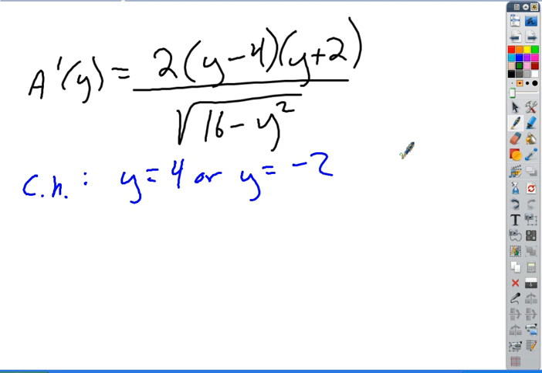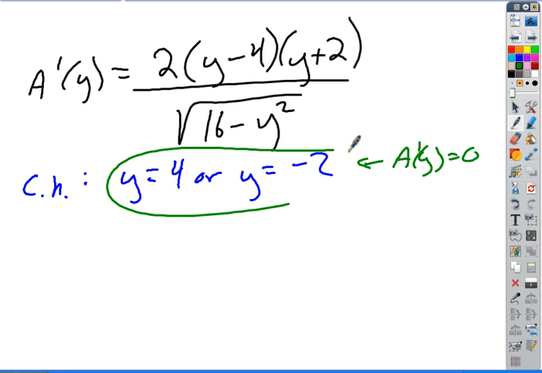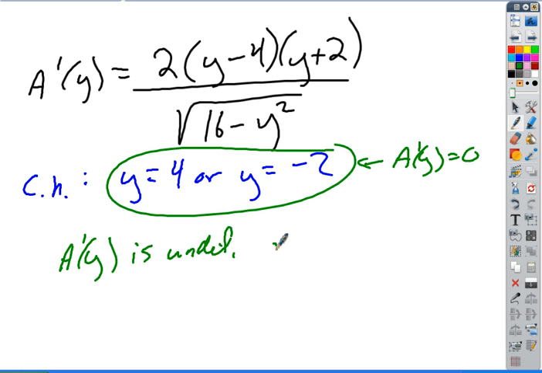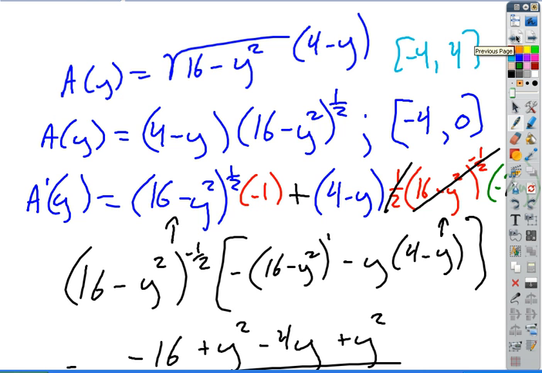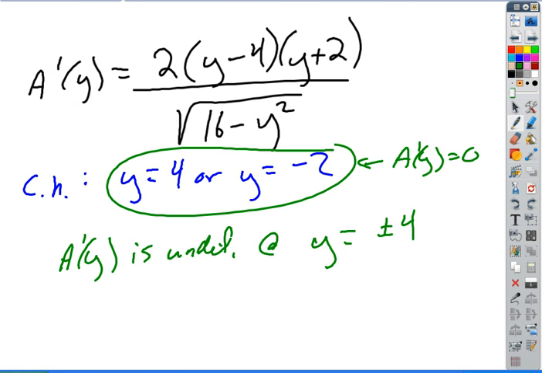And then a prime of y is undefined at y equals plus or minus 4. Okay, our domain actually only went from negative 4 to 0. So which of those do we keep? We don't keep 4, that's not in our domain. That should just be negative 4.